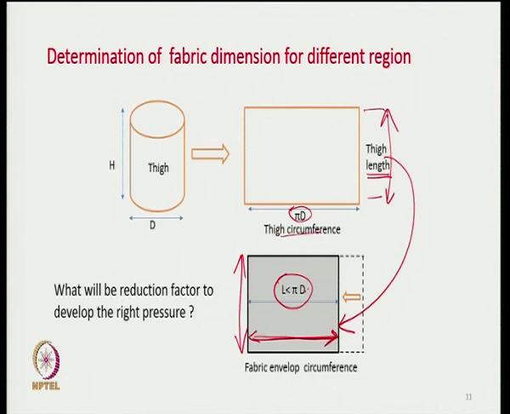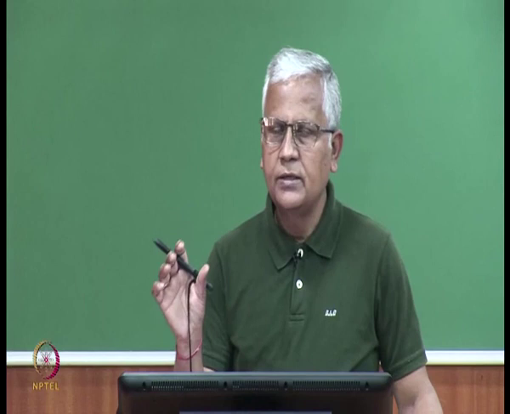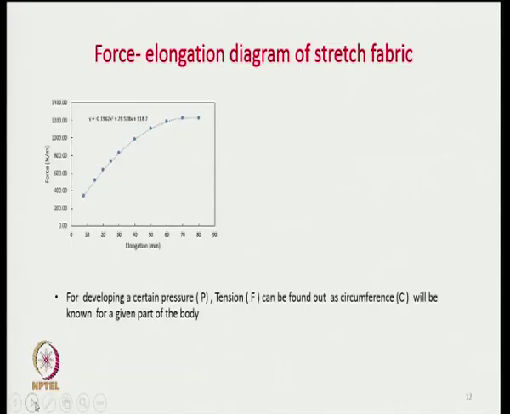The question that comes is, how much should be the reduction in the length of the fabric so that we can develop the pressure that we require in this region? That means, what is going to be the reduction factor to develop the right pressure? That is what we need to know. What we require, therefore, is to know which fabric I am going to use. If we have 2-3 different fabrics, we should first know the force elongation diagram of the fabric.